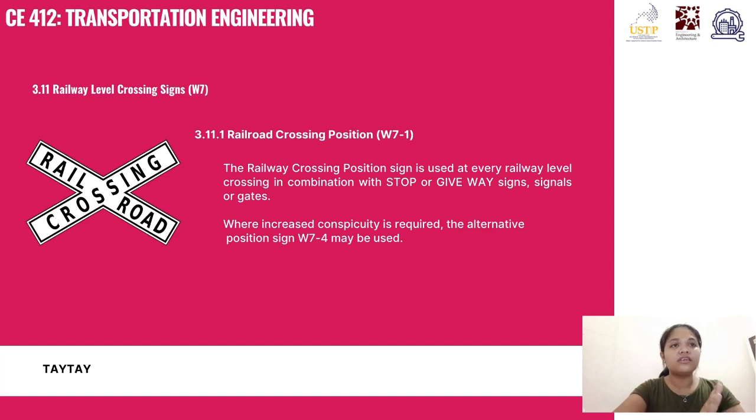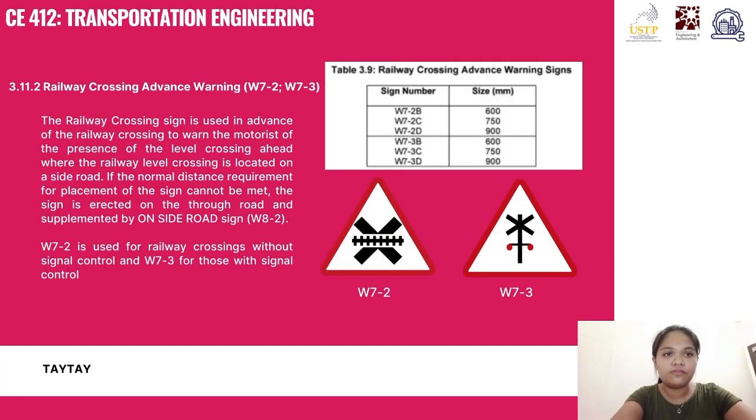It is very similar to the W7-4, which is an alternative version that's more noticeable, usually used when more visibility is needed, for example, in areas with poor lighting or busy traffic. So the W7-1 is very similar to the W7-4, which I will be discussing in the following slide. The only difference between the two is that the W7-4 has a red background.